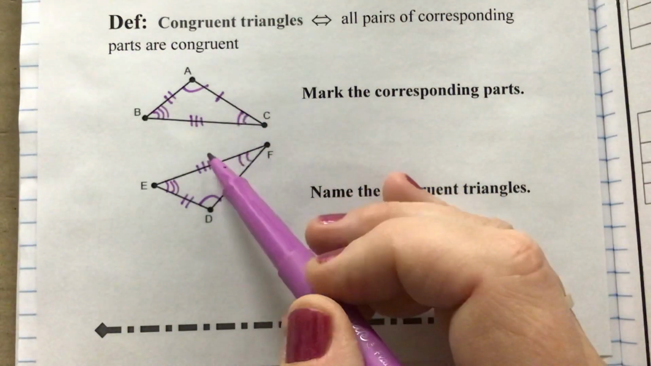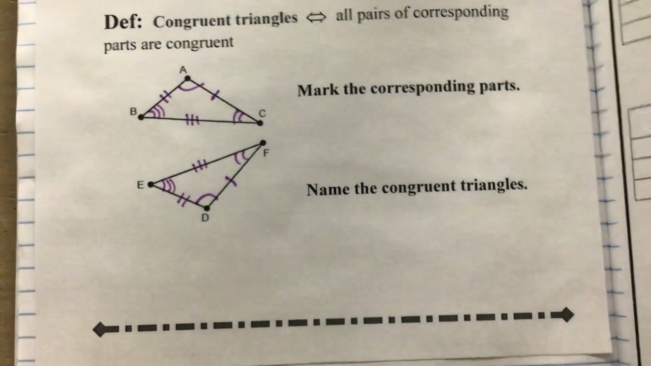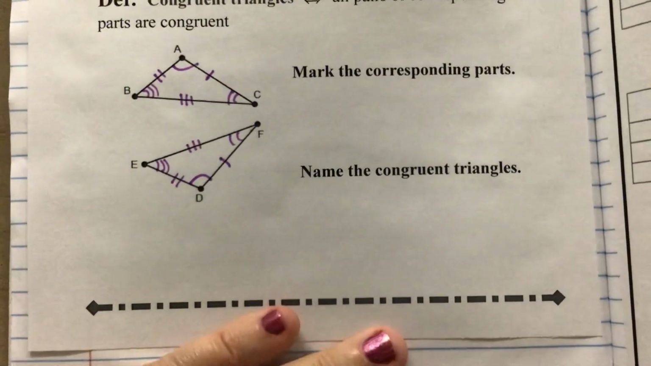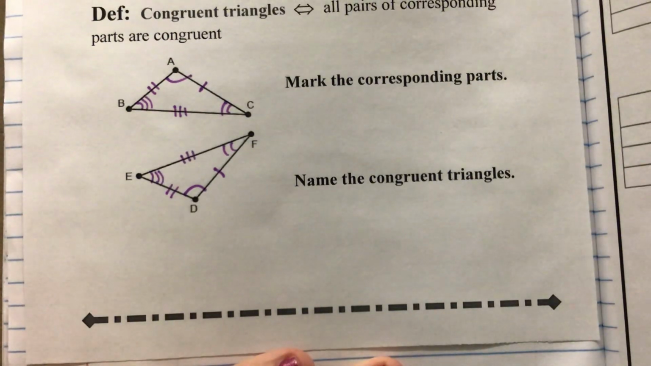Okay, everybody's still with me here. Have you done this before, marking congruent parts? Not really? Okay. So the other question on this page says to name the congruent triangles. Now, order matters. Order is important because order tells you what gets matched up.